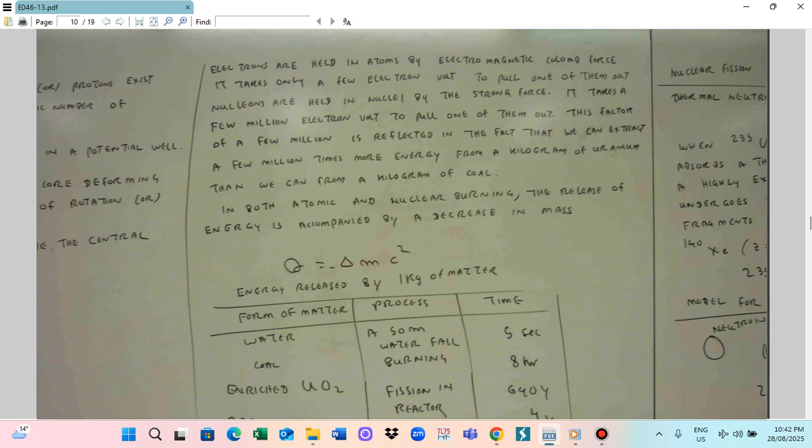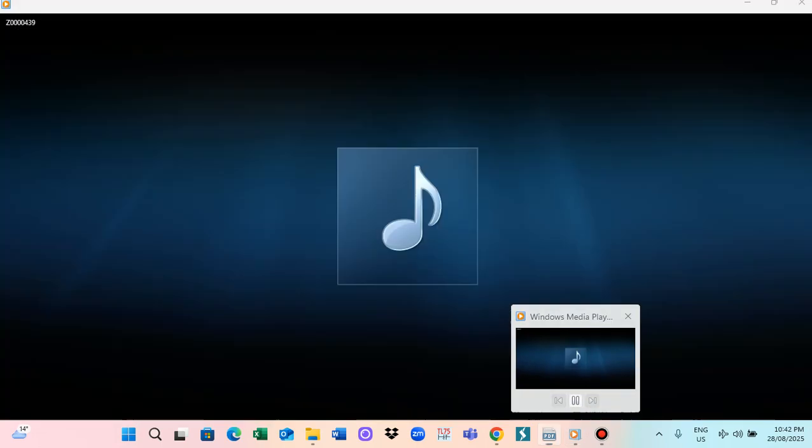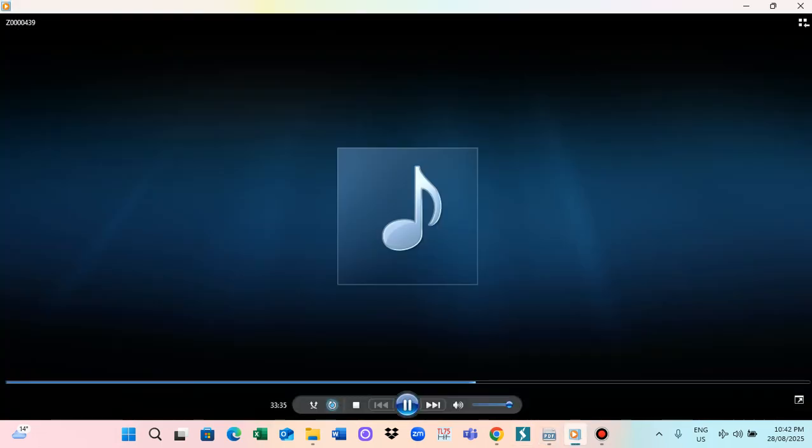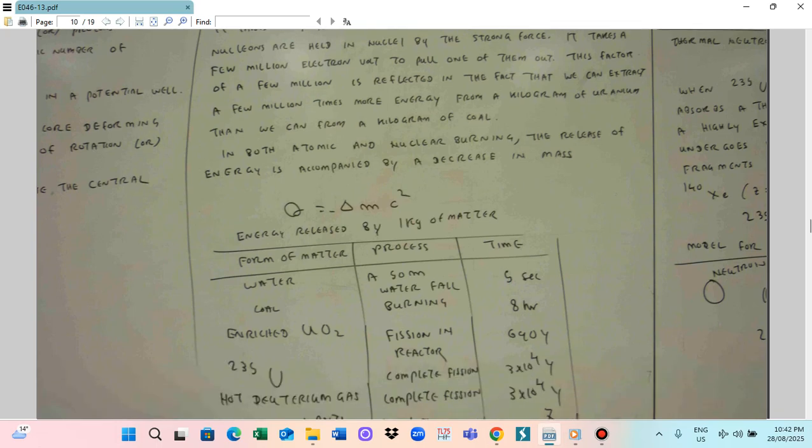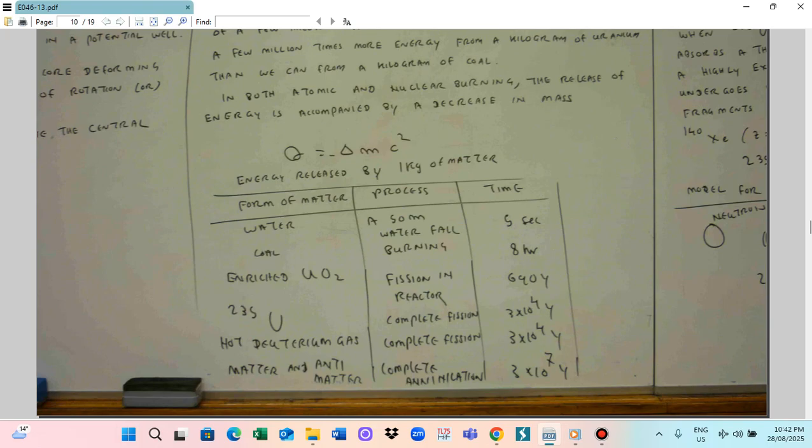Those electrons are moving around the nucleus. They possess electromagnetic force, or the Coulomb force. That electromagnetic force can also produce an energy level. The energy can be calculated by the equation Q equals mc squared. So any matter can release energy.